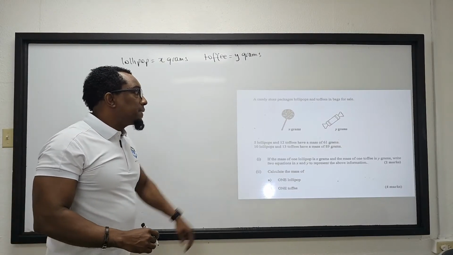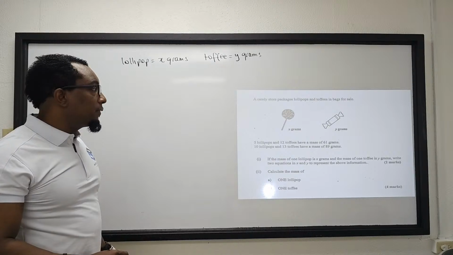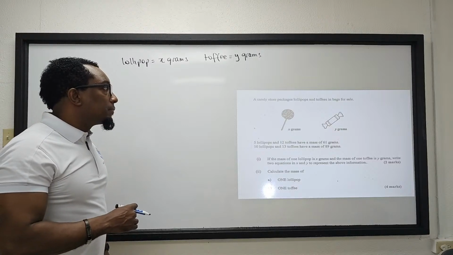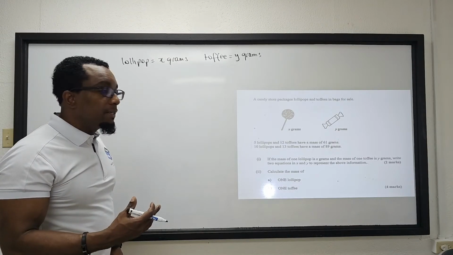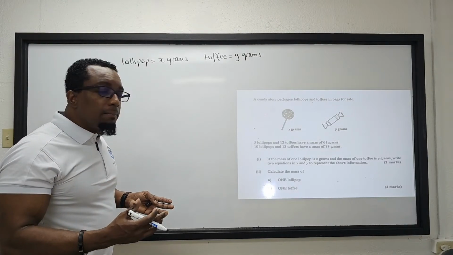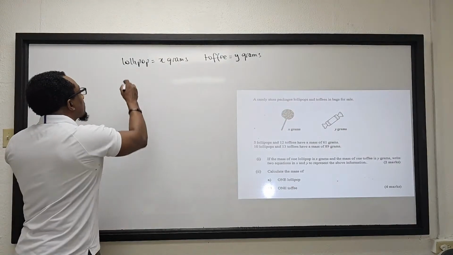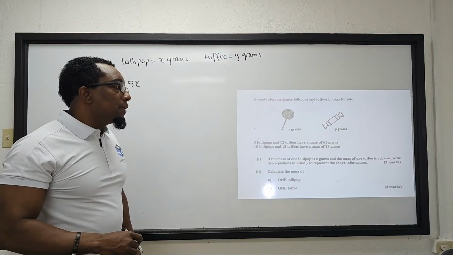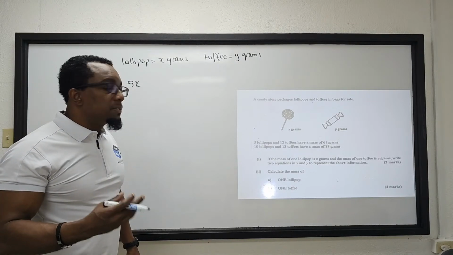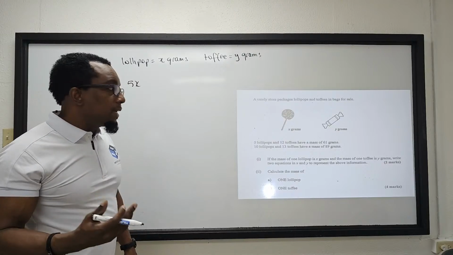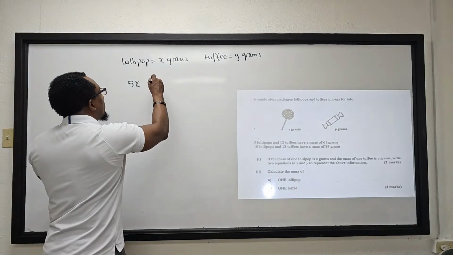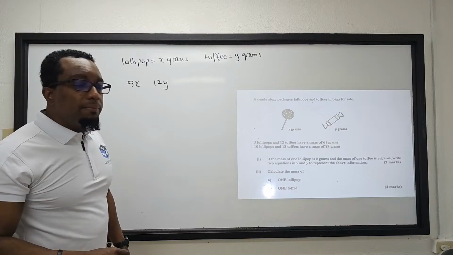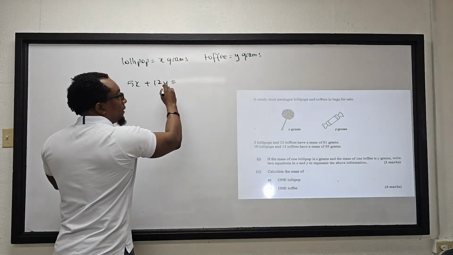So 5 lollipops and 12 toffees, total mass 61 grams. So we know if we have 5 lollipops and we have x grams, so the total grams of those 5 lollipops will be 5x. And we have 12 toffees. Of course, you know that the mass of 1 toffee is y grams. You have 12 toffees, so the total mass of those 12 toffees will be 12y grams. And therefore the total mass of your 5 lollipops and the 12 toffees, that is equal to 61 grams.